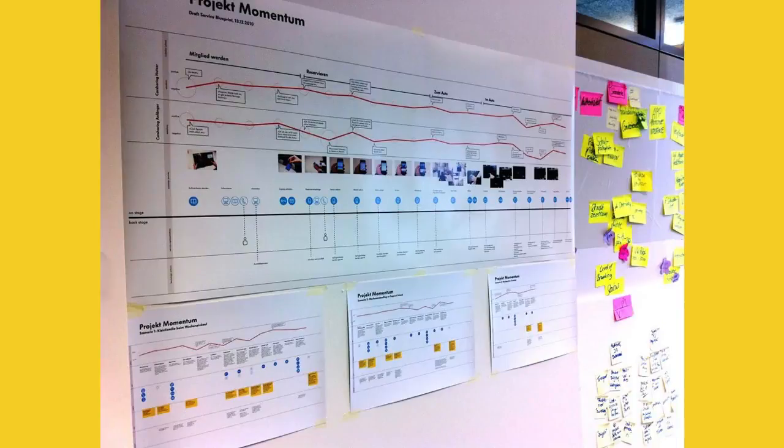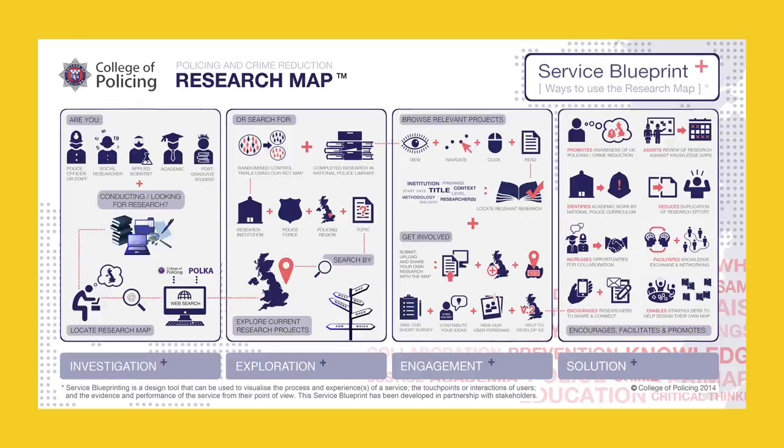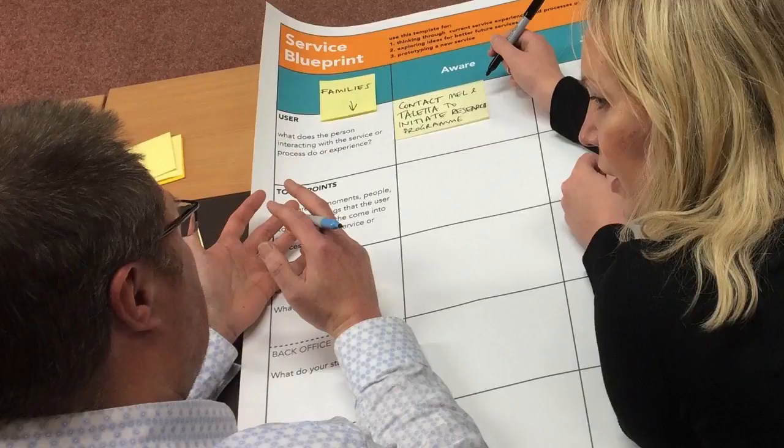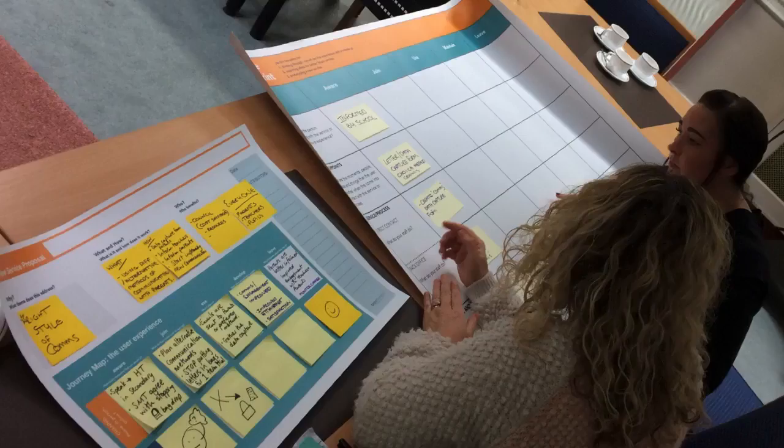They can be quite functional in appearance, or more visual in the case of Maria McClellan's redesign for the College of Policing of how research can be better embedded in policing practices. But however the blueprint is designed and presented, the process is one that always invites collaboration, discussion, and shared insights. In some cases, journey maps provide a starting point for blueprinting.